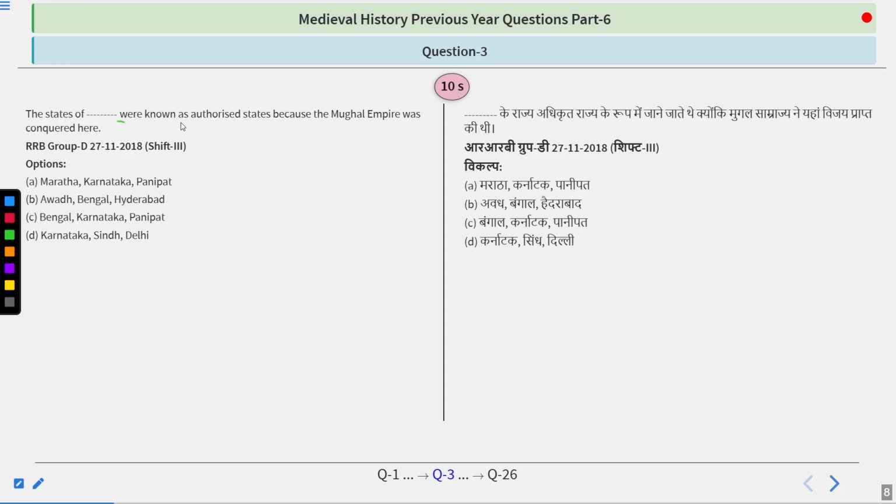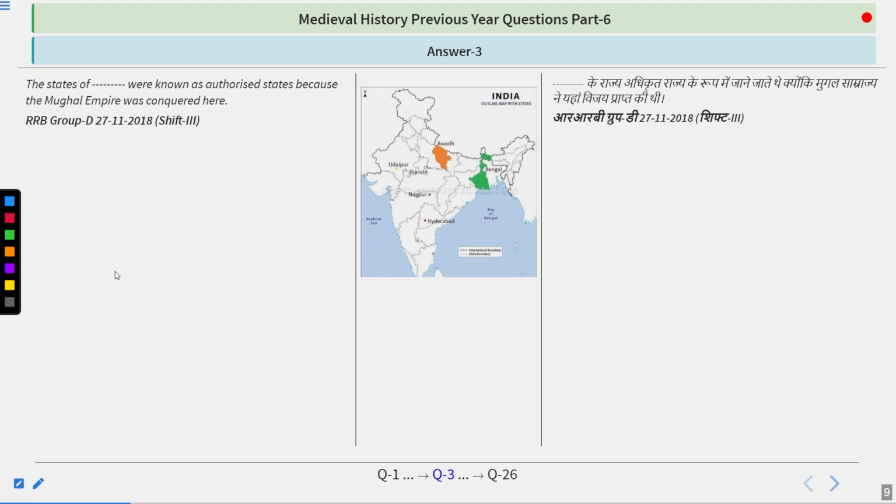The states of Dash were known as authorized states because the Mughal Empire was conquered here. Options are Maratha, Karnataka, Panipat, Awadh, Bengal, Hyderabad, Sindh, or Delhi. So take your time and try to figure out this answer. And I guess you have figured it out already. So the answer of this question is Awadh, Bengal, and Hyderabad.